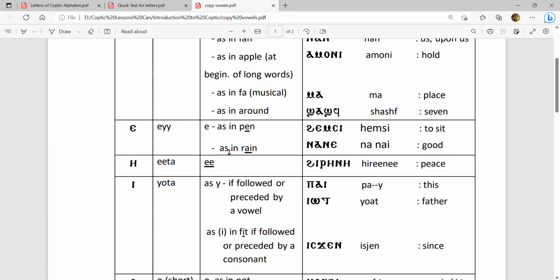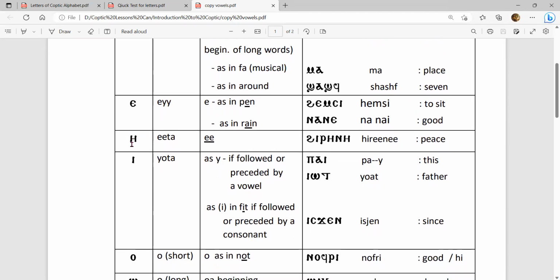The next pronunciation is like the AI in rain. I have chosen a word here, ne, nay. N, alpha, nay, N, A. I have separated it here to show that it is na, ne, meaning good.